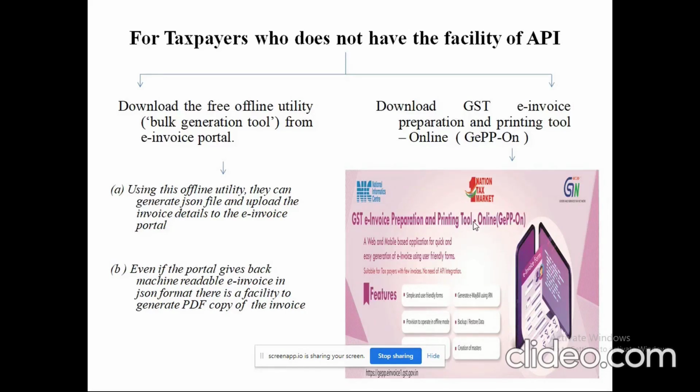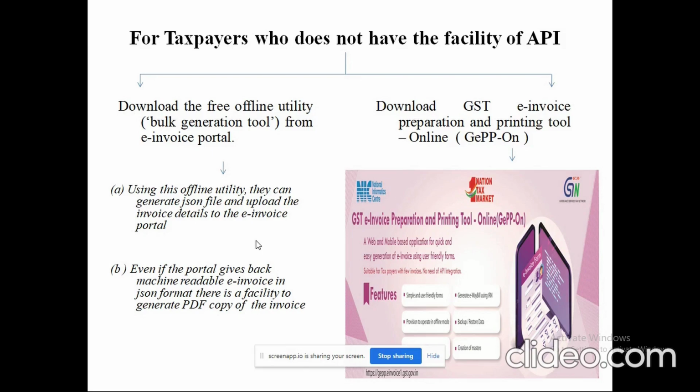The portal gives back the machine readable e-invoice in JSON format, and the taxpayer can also generate the e-invoice in readable PDF format.